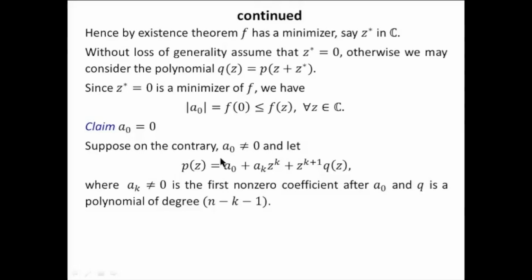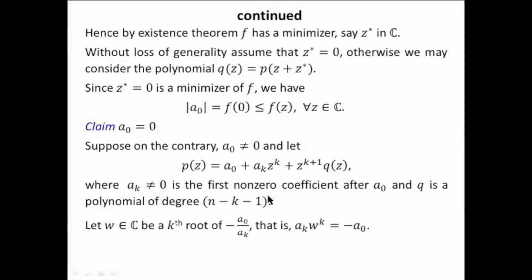If you have a0 non-zero, look at a1. If a1 is non-zero, then that k is 1. If a1 is 0, then k will be 2 or k will be 3. So you will ultimately be able to find a k, the first one which is non-zero, and we can write like this. This polynomial is also a reformulation of the polynomial p(z), and the polynomial q(z) is of degree n minus k minus 1.